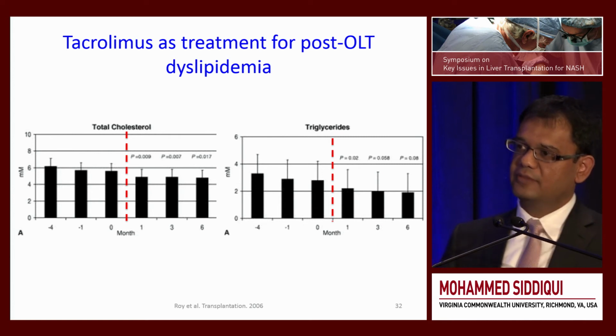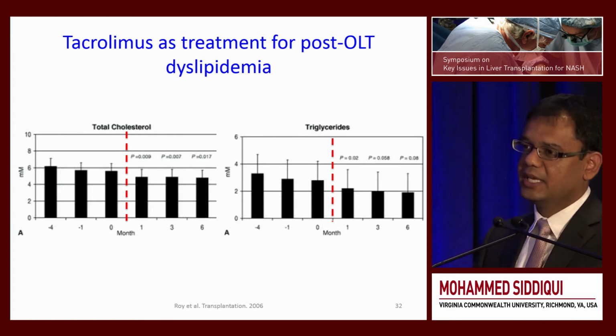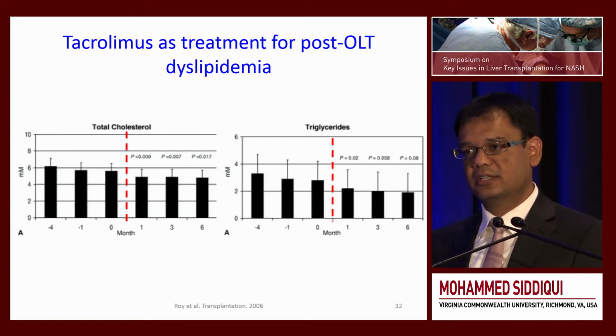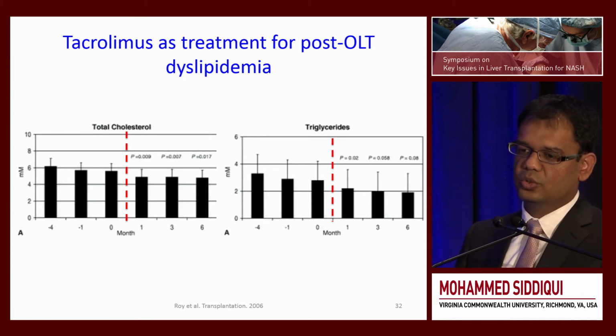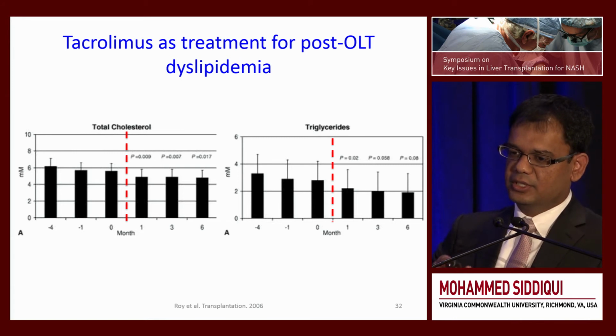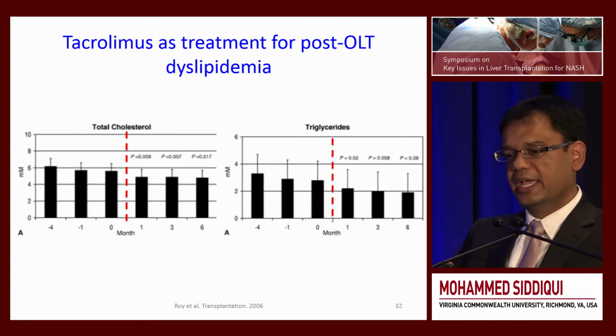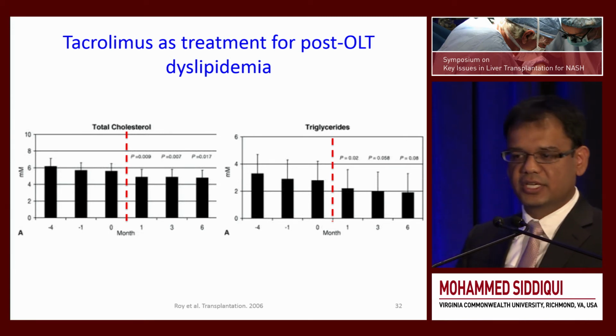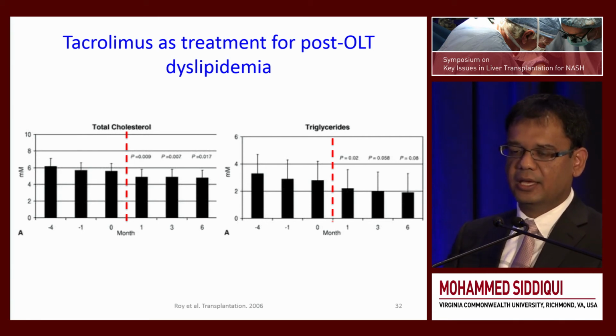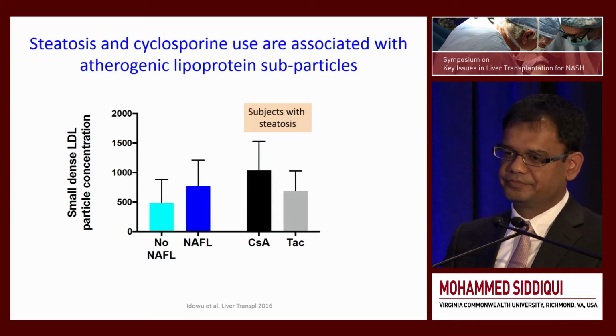And actually, switching from cyclosporin to tacrolimus is a way of reducing lipids in patients who develop dyslipidemia on cyclosporin therapy. And this shows that the bars left of the red dotted line are patients who are on cyclosporin. After the switch is made, you can see there's a reduction in total cholesterol and triglycerides. I'm not showing the data for LDL, but a similar reduction was noted in that. However, there was no impact on HDL.